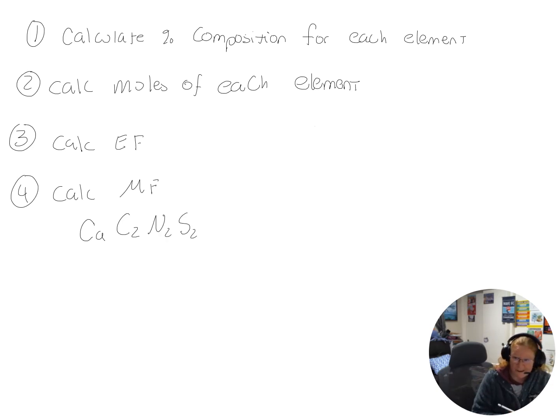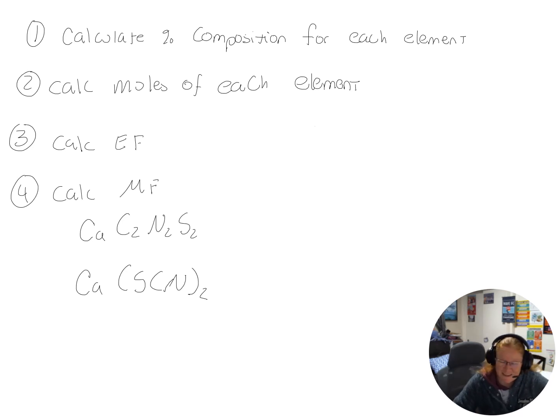CaC2N2S2, which, oh, I have 2 carbon, 2 nitrogen, and 2 S. Now, what if I rearrange the order of this? What if I rewrite it like this? Ca(SCN)2. Okay, calcium thiocyanate. So your final compound is calcium thiocyanate. Okay, so there's your hint on that one.